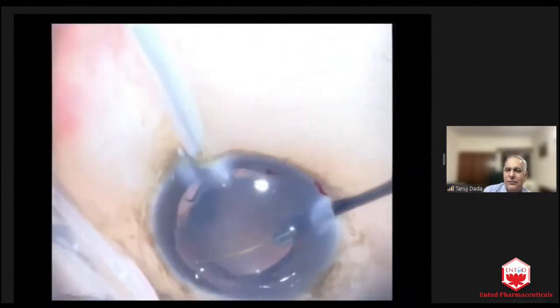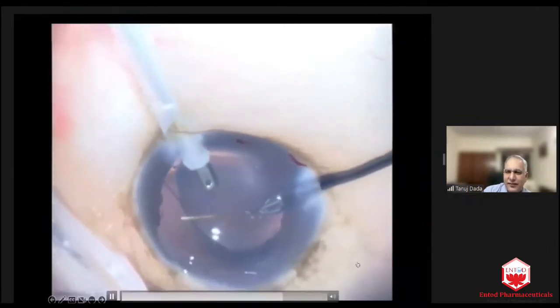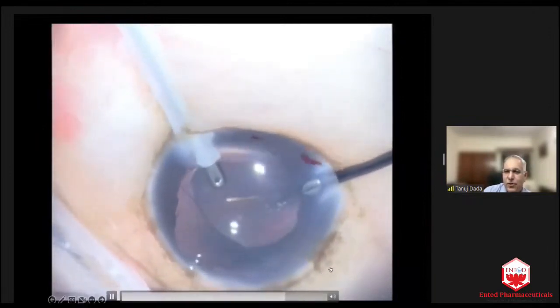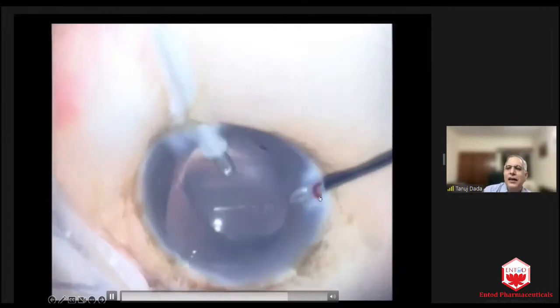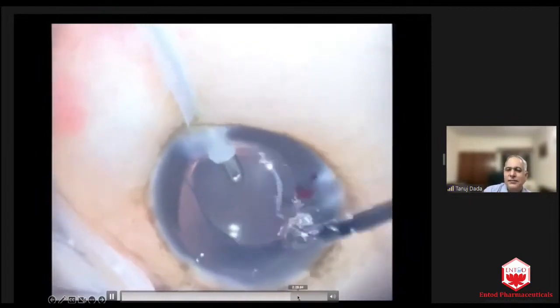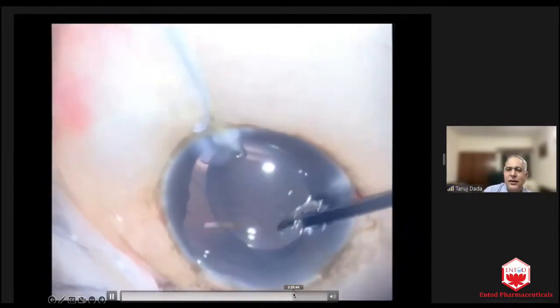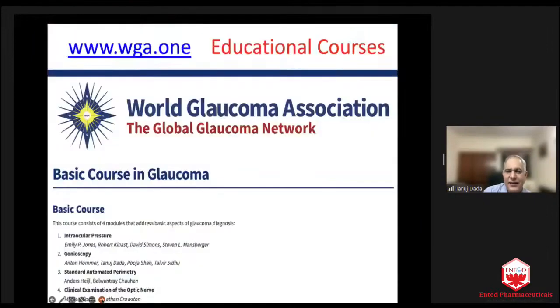So now, bimanually, with vitreoretinal forceps, holding and removing this large piece; you can see this broomstick in the anterior chamber angle.